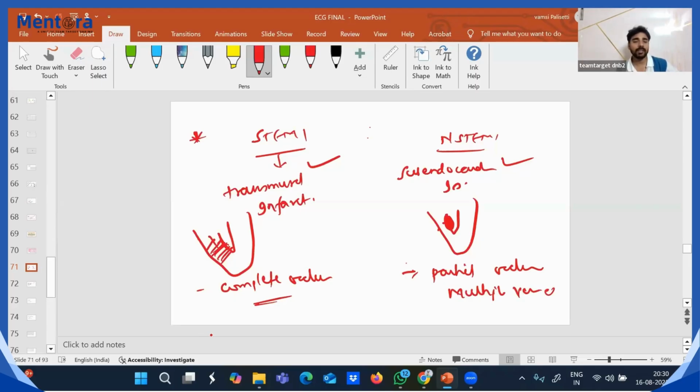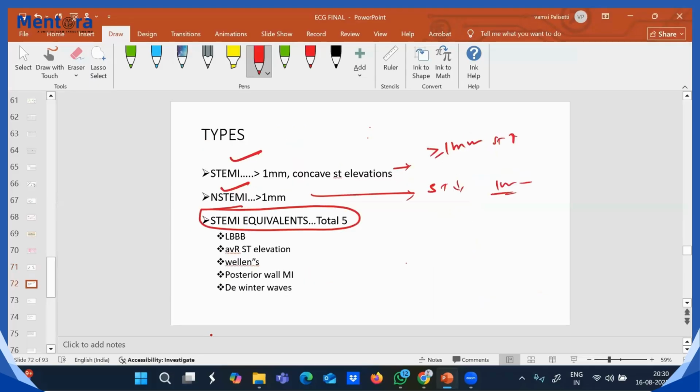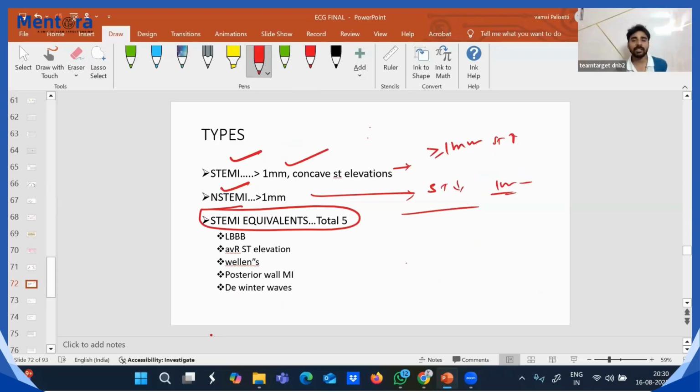Because it's a complete occlusion, that's why it's transmural. Because it's partial, it's not transmural, it's subendocardial. That much is the difference here. Theoretically, STEMI is because of transmural infarction and NSTEMI is because of subendocardial ischemia. Transmural infarction is because of complete occlusion of the vessel, and partial obstruction of multiple vessels is there in NSTEMI. Right? So if you see ST elevations in the ECG, you say ST elevated MI; if you see ST depressions, you say ST depression and NSTEMI.